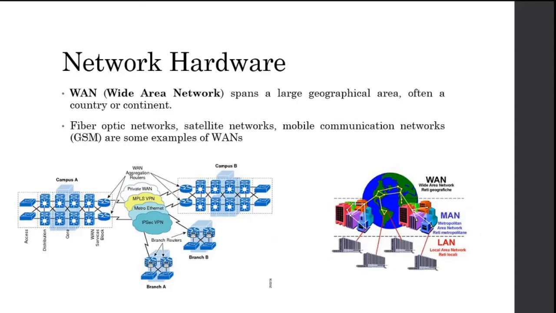We have WAN, the wide area network, which covers a larger geographical area. Often it includes a country or a continent. And recently we have fiber optic networks, satellite networks, mobile communication networks, and some examples of ones which we have are private, MPLS, Metro, IPsec, and where we can see others for it.